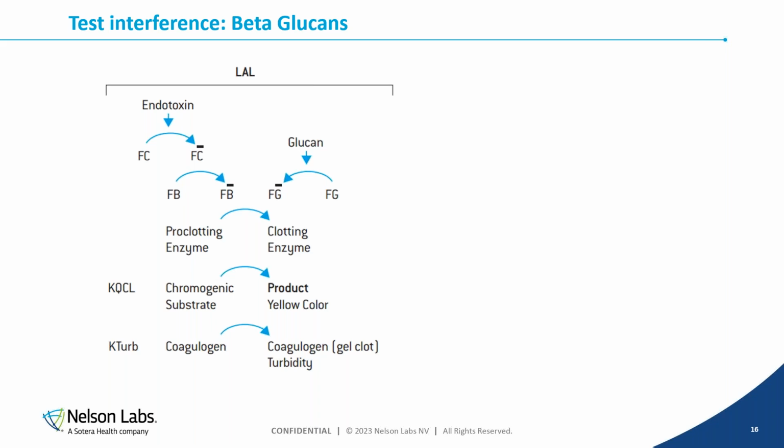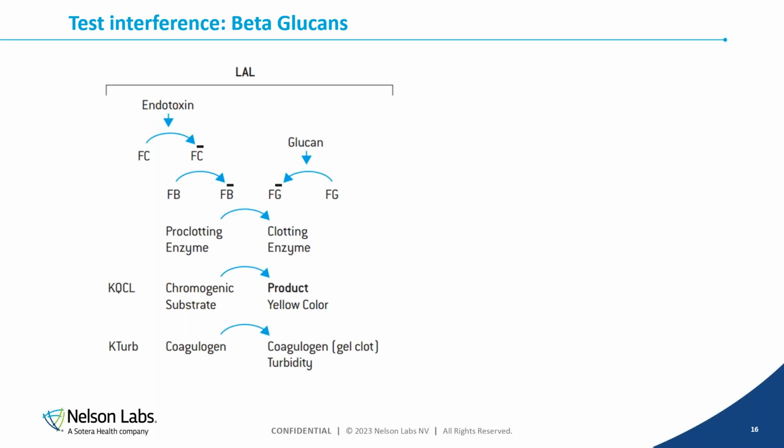Just to let you know where beta-glucans can come from: if you use cellulose as a filter, well, cellulose is a beta-glucan, so you can have beta-glucan contamination, and this might result in a false positive result.